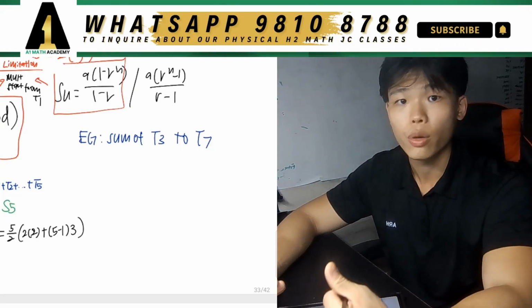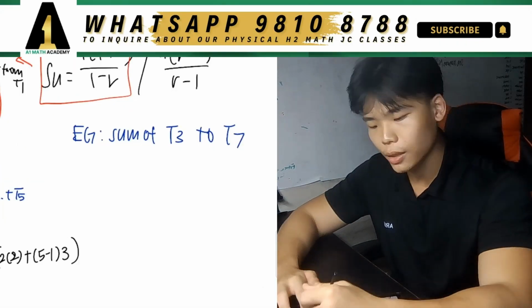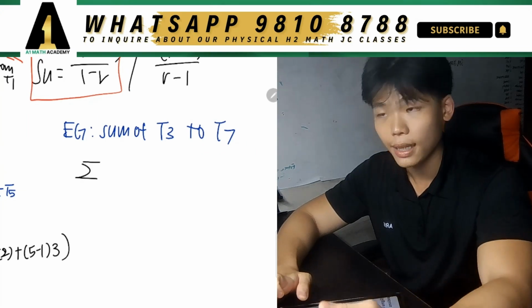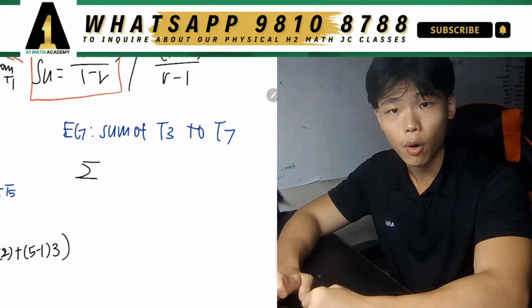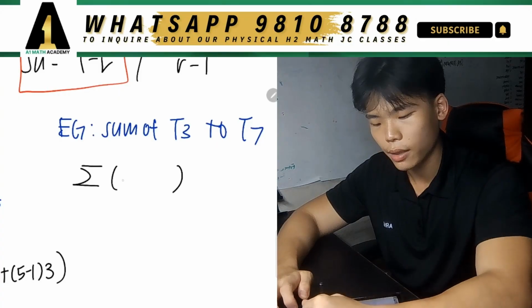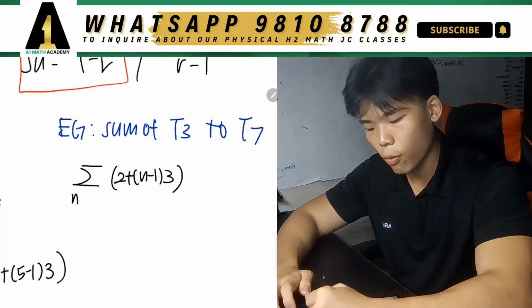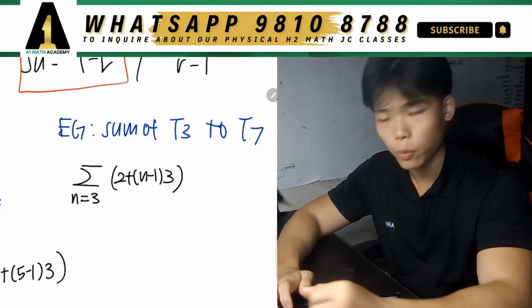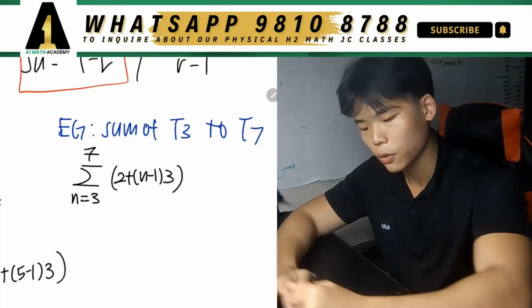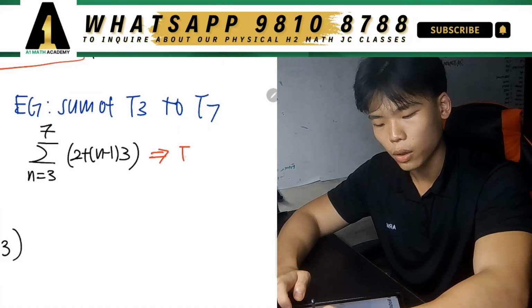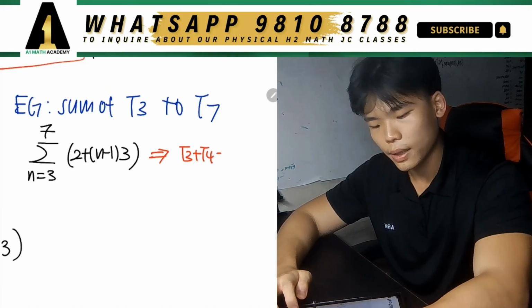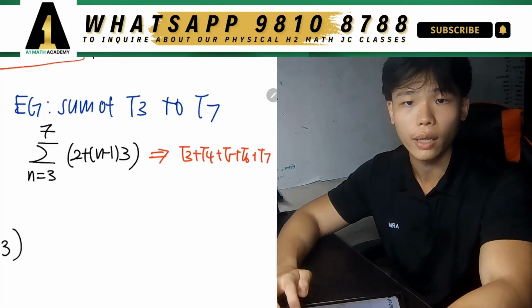So how exactly do we represent this in sigma notation first? Sigma notation, we will express it as this. This is the sum of the general term, 2 plus n minus 1 times 3, and then we start from n equals to 3 and we end up at 7. So this over here basically tells us we are looking for T3 plus T4 plus T5 plus T6 plus T7, all the way until T7.